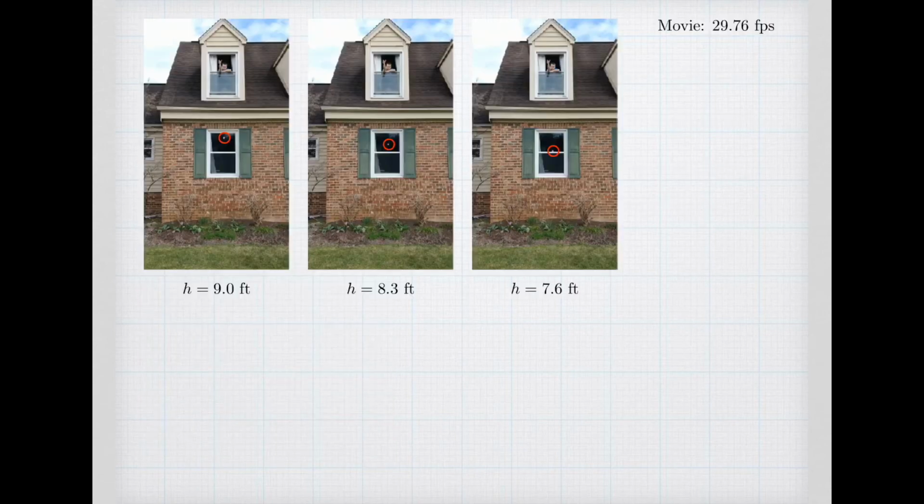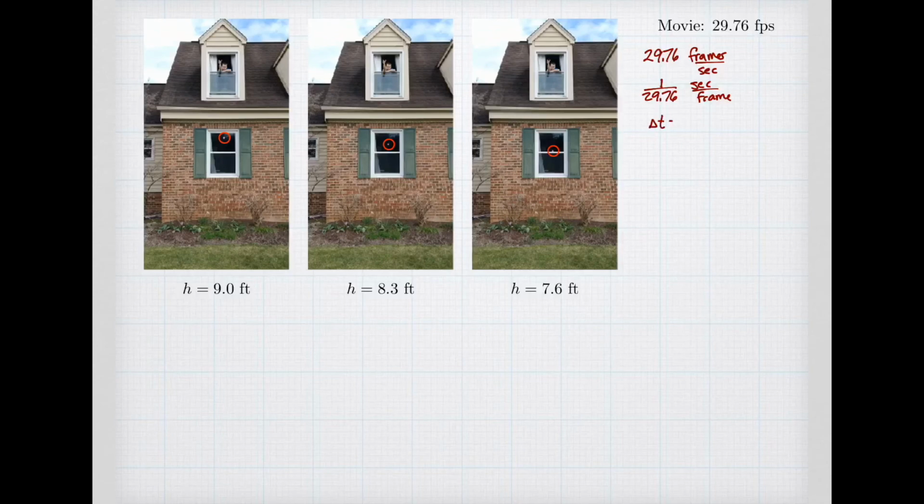Here are three sequential images from my video. We're going to be focusing on this center time, when the height of the ball was 8.3 feet above the ground. My video shows that it was recording at 29.76 frames per second. From that, we can calculate how long it was between each frame. So if I have 29.76 frames per second, then I can interpret the reciprocal of that, 1 over 29.76, as the number of seconds per frame. And this is how much time takes place between each frame.